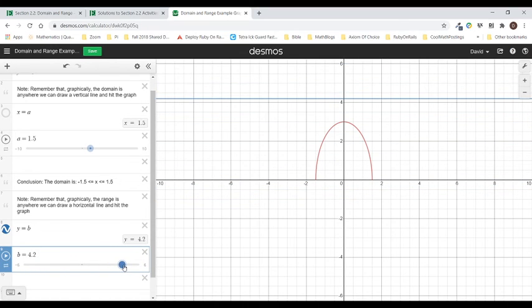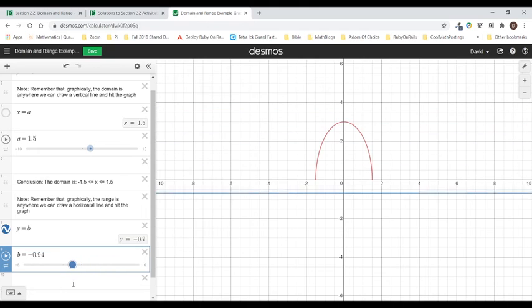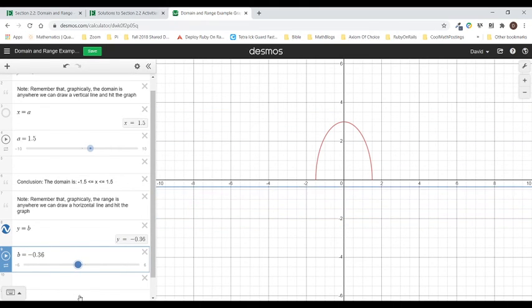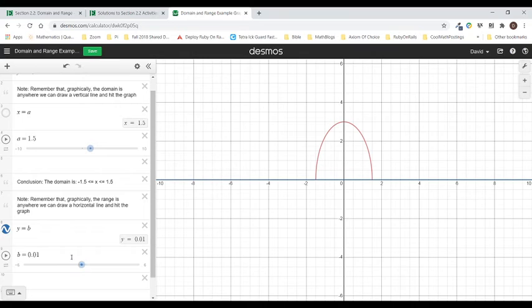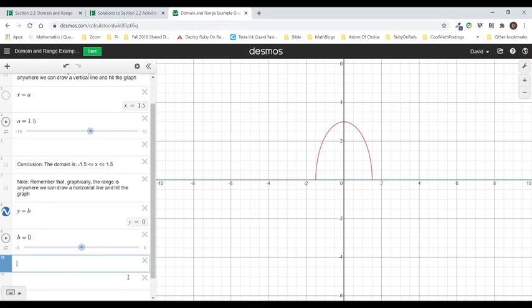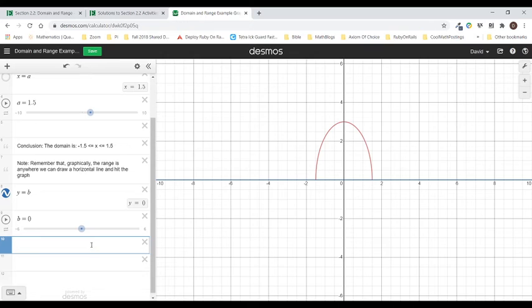Now, I'd like to know what's the lowest I can go and still hit the graph. Well, if I go down to -2, it's too low. I can see, I think, that basically the lowest I can go is 0. And when b is 0, I hit the graph. So what I want to do is have a little conclusion here. So I'm going to add a note for the conclusion.